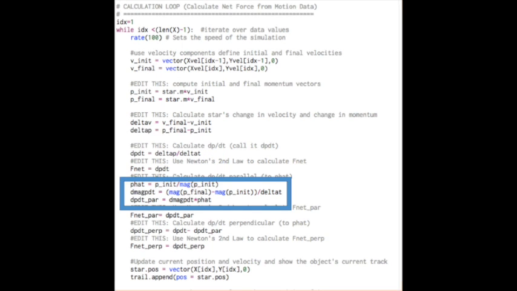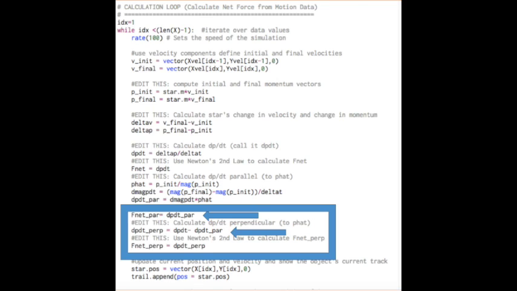Next, I found dP dt parallel by calculating the change in magnitude of momentum over delta t. Multiplying this quantity by p hat, we find F net parallel. Next, we have to find the perpendicular component of F net. To do this, we subtract dP dt parallel from dP dt. This is possible because if you add the parallel and perpendicular components of dP dt, you get total dP dt.